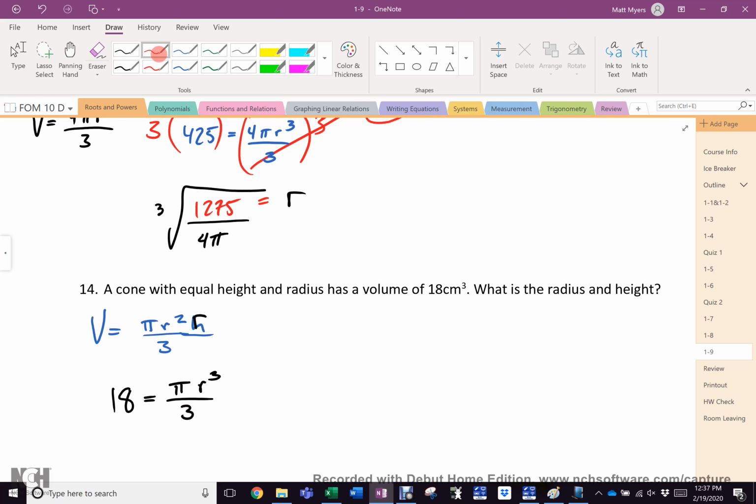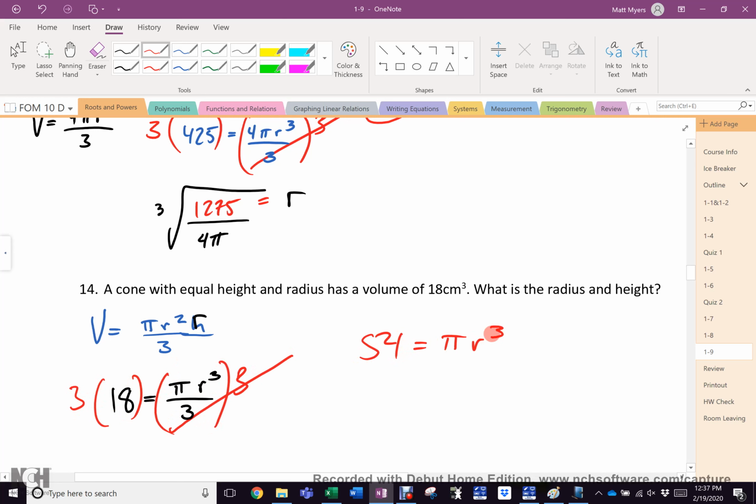What should I get rid of? Abso-smurfly correct. What happens to those 3's? They're gone. So now I got 54 equals pi r cubed. Now what? I would divide by pi. And what's going to happen to those pi's? I ate them. Now what? How do you get rid of the r cubed? You do a cubed root.